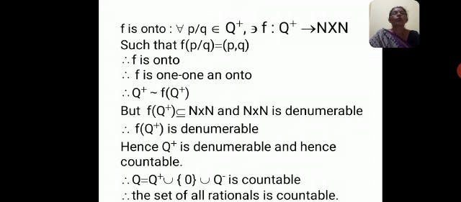But f of Q plus is a subset of N × N, and N × N is denumerable. Therefore, f of Q plus is denumerable, hence Q plus is denumerable and hence countable. Therefore, Q equals Q plus union the null set union Q minus is countable. Then we say that the set of all rationals is countable.